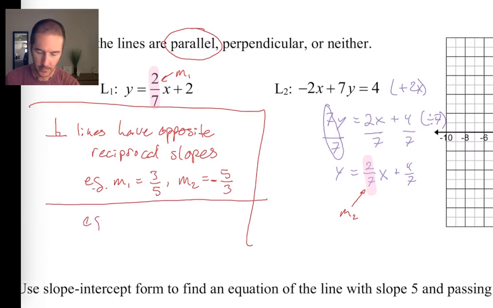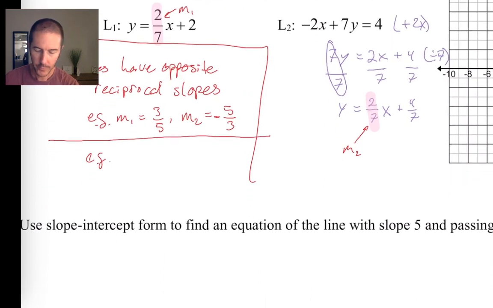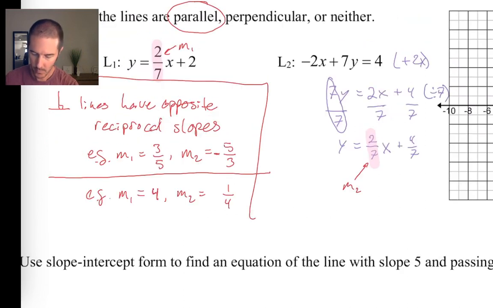Another example. What if your original line, or your first line, had a slope of 4? What's the opposite reciprocal of 4? The reciprocal is 1/4, and the opposite would make it negative. What if the 4 had started off as a negative number itself? Then slope number 2 would be positive. So they need to have opposite signs and be reciprocals of each other.